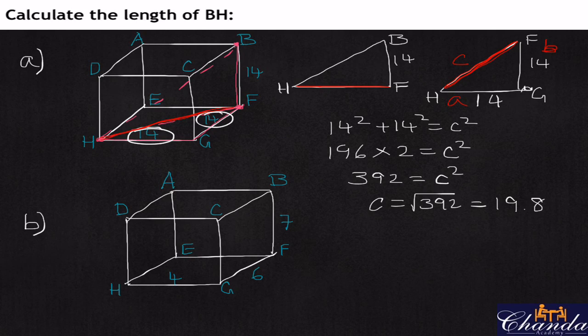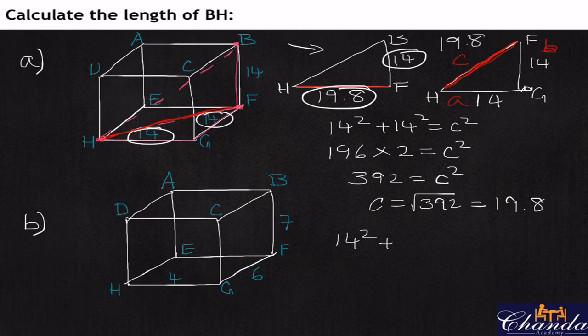19.8. Fantastic. So now we have a value for FH, which is 19.8. So we have 14, we have 19.8, and to figure this part out, again, it's a simple Pythagoras theorem, right? So we have 14 squared plus 19.8 squared is equal to BH, and let's designate BH as C again, so C squared. So 14 squared plus 19.8 squared gives me 588.04, which is equal to C squared.